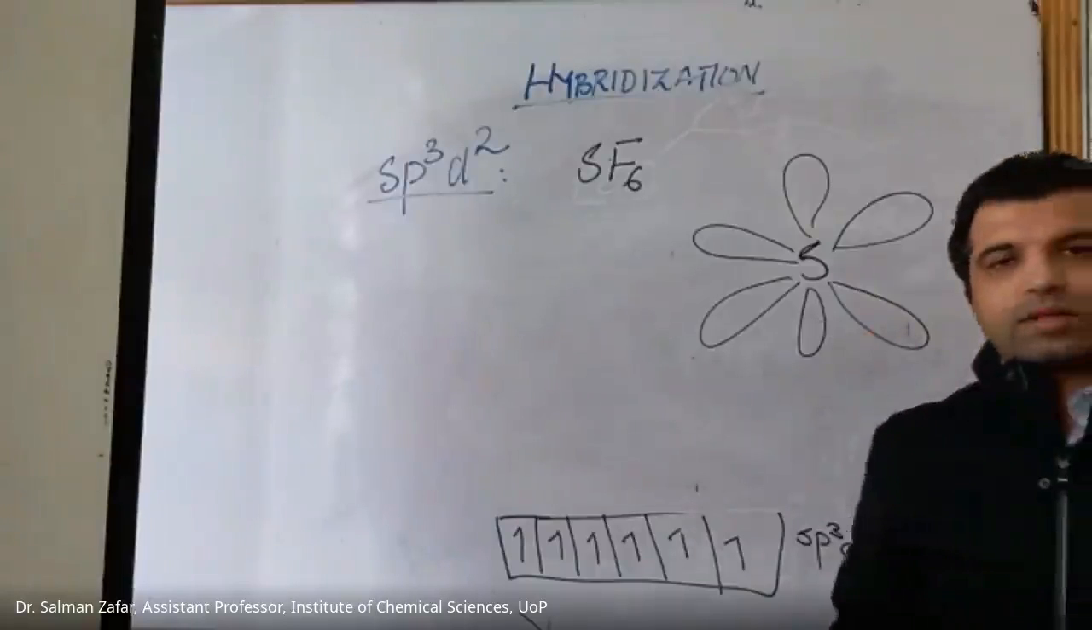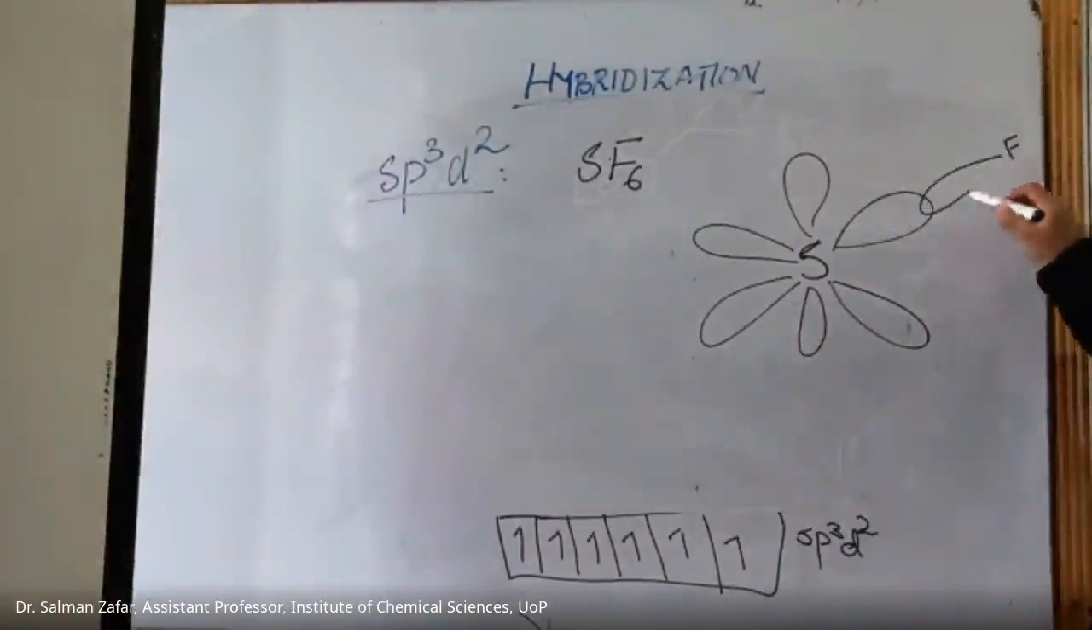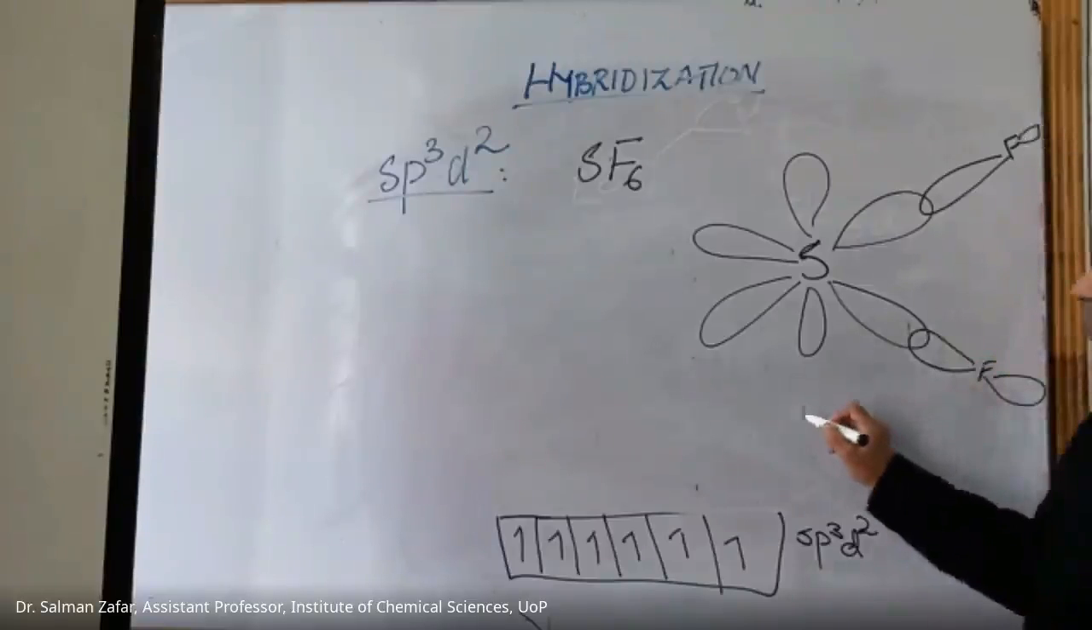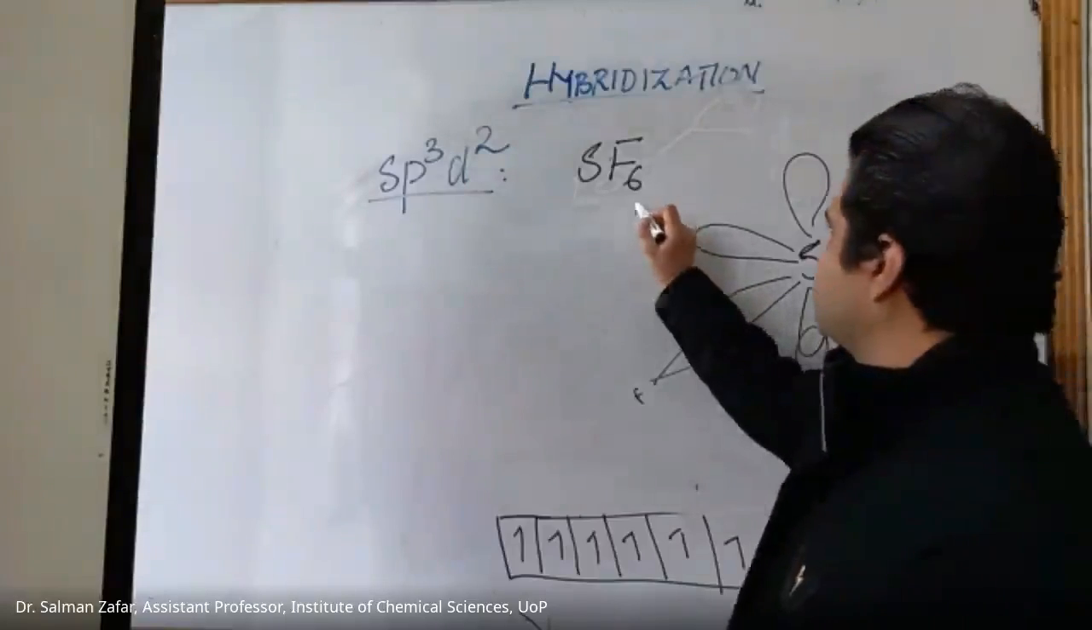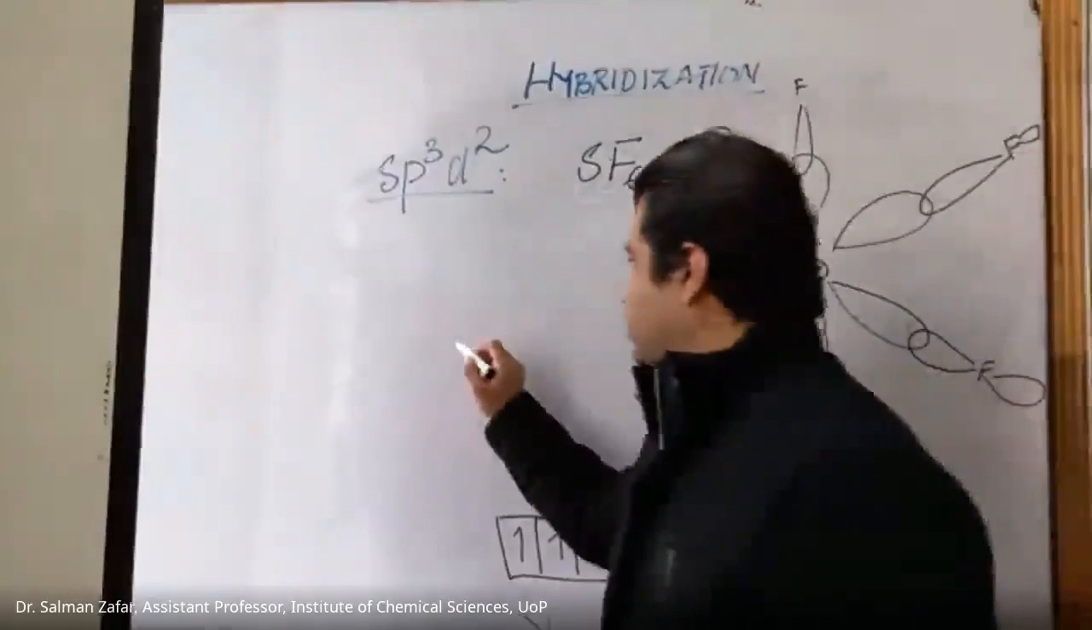And this is how they are arranged. And then the fluorines will bring their electrons in the p orbital to form bonds with each of these orbitals. Okay, so let me draw it with bonds rather than the orbitals.